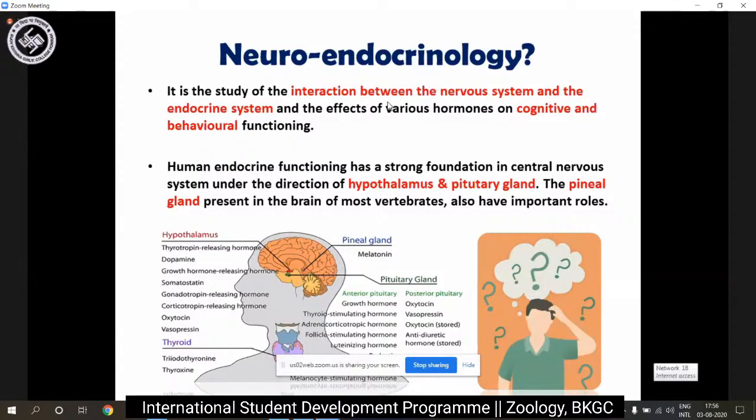So that's the importance of cognitive behavior, and the importance of integration between the neural system and the endocrinological system. The endocrinal function has a very strong foundation in the central nervous system, and as we have said, that's why we are always talking about this hypothalamo-hypophyseal axis, that the hypothalamus secreting different types of hormones ultimately regulates the secretion from the pituitary, which in turn regulates secretion of different peripheral glands.